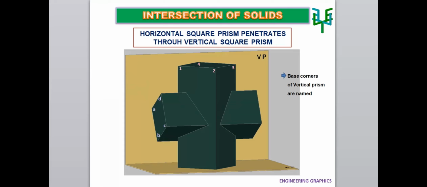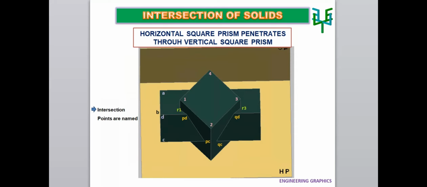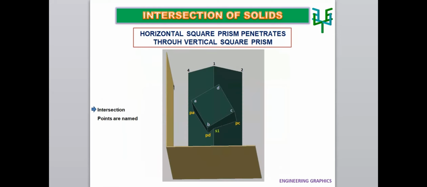Intersection points, on the longer edges of horizontal prism on the left-hand side, are named as PA, PB, PC and PD. Intersection points, on the longer edges of horizontal prism on the right-hand side, are named as QA, QB, QC and QD. Intersection points, on the longer edges of vertical prism on the top part, are named as R1 and R3. Only longer edges 1 and 3 have intersection points. Similarly, intersection points, on the longer edges of vertical prism on the bottom part, are named as S1 and S3.